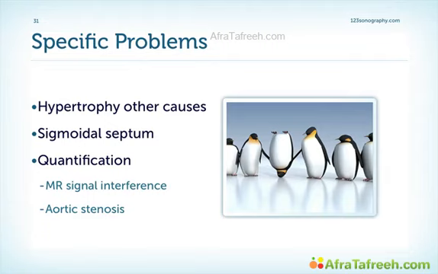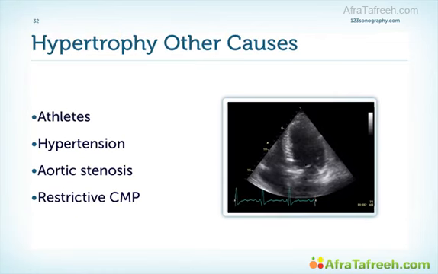So what are some of the problems that you might encounter in hypertrophic cardiomyopathy? First of all, you could have problems in differentiating hypertrophy from other causes. It could be a problem to differentiate the typical form of hypertrophy from the sigmoidal septum. And you could also have problems in the quantification of LVOT gradients because you might have interference with the MR signal. And finally, it could be difficult if additional aortic stenosis is present to determine what the severity of aortic stenosis truly is. What are potential other causes for hypertrophy? Athletes, hypertensive heart disease, aortic stenosis, as in this patient, and restrictive cardiomyopathy.